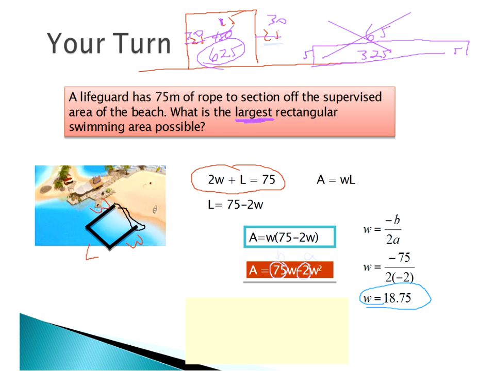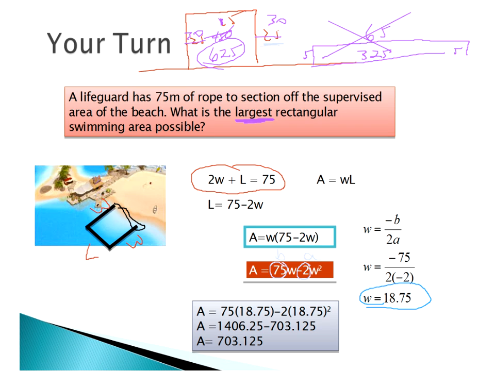And so the question asks, what is the largest possible rectangular swimming area? So I'm going to now find the area here, and I see that it's 703.125 square meters, bigger than the 625 that we had. And I found that by using this W and plugging it in.